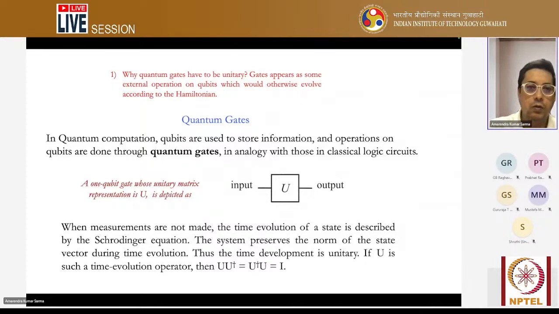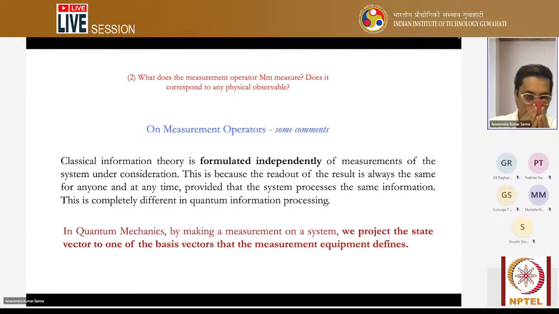And his next question was related to measurement operators. Now, I have discussed measurement operators in great detail, but again, just to remind you, measurement in classical mechanics and measurement in quantum mechanics are two different things. They are drastically different. As far as classical information theory is concerned, the whole theory is independent of measurement, because every time you are going to get the same result if it contains the same information.